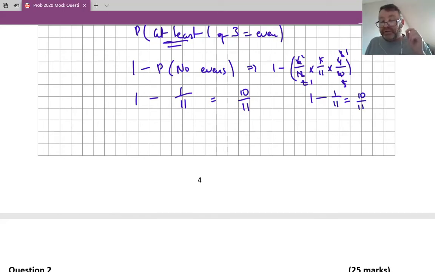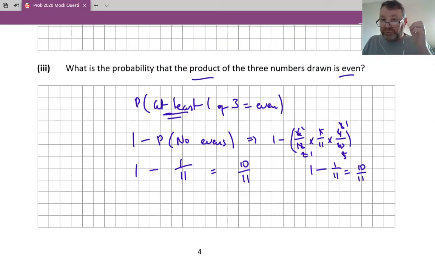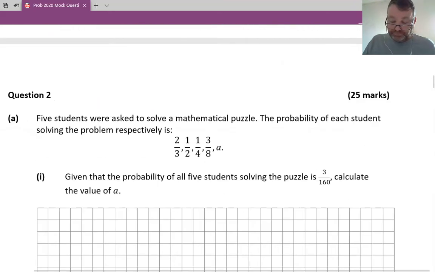So when you hear the words "at least", always think of what the opposite statement will be. And the opposite statement will be no evens. If at least one even has to be present, then the opposite of that is no evens. So at least one out of three is even means one minus the probability that there's no evens present. Okay? And because no even and no even and no even has the same probability as even and even and even from the previous part of the question, I hope it makes sense to you. So anyway, 10 over 11 is the answer to that one.